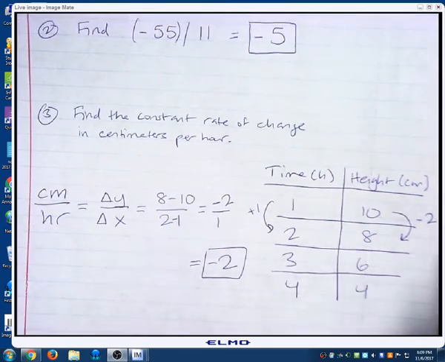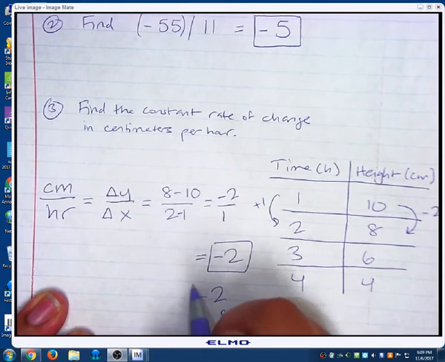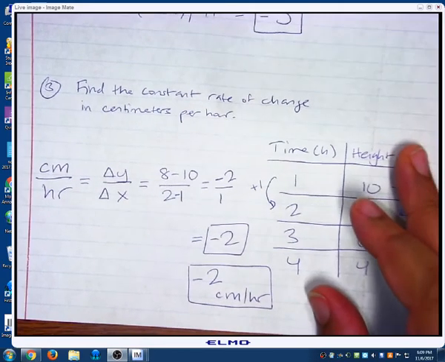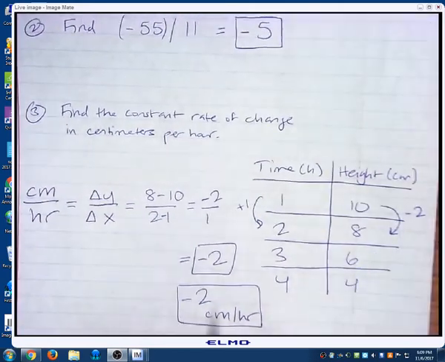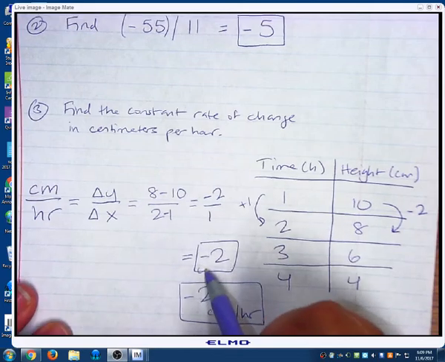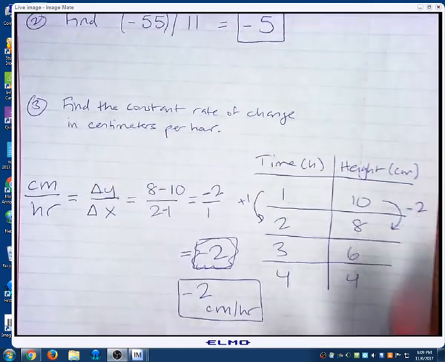So my rate of change in centimeters per hour is actually negative 2 centimeters per hour. I just wrote negative 2. That's my number. That's my answer. But I also need to have my units in there. So I just also wrote negative 2 centimeters per hour. So sorry, this is actually the final answer, not this one. It's just so you're not confused.